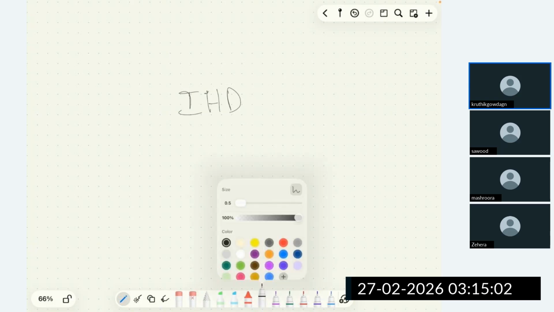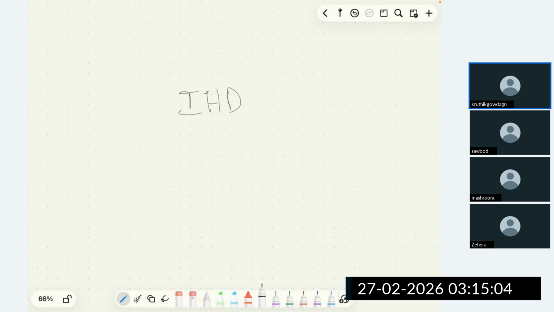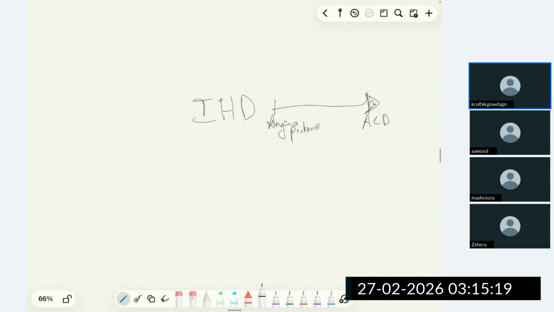Now, ischemic heart disease is not a single disease. We have a spectrum of disease ranging from angina pectoris, which we can manage with drugs, to acute coronary syndrome. We'll see what it is. Ischemic heart disease is a group of heart diseases in which there is an imbalance between myocardial blood supply and oxygen demand. Ischemic heart disease is the leading cause of death in both females and males. Please remember this point. The definition is self-explanatory.